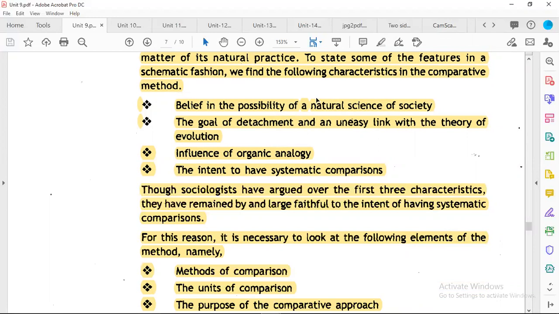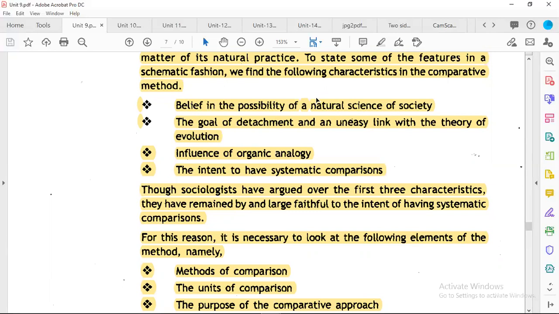So we already know that the comparative method believes in the possibility that we will get some laws from society, just like in natural science. Just like natural science, we will get laws of society. That is the first belief in the possibility of the comparative method. The second is the goal of detachment and an uneasy link with the theory of evolution.